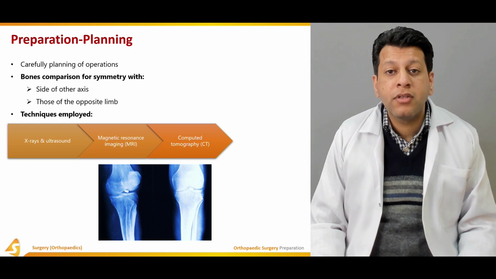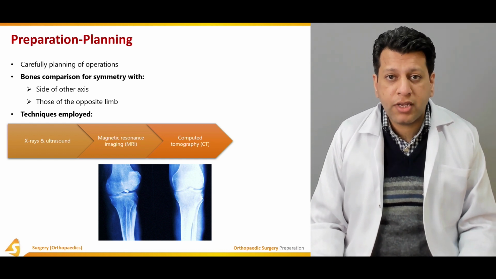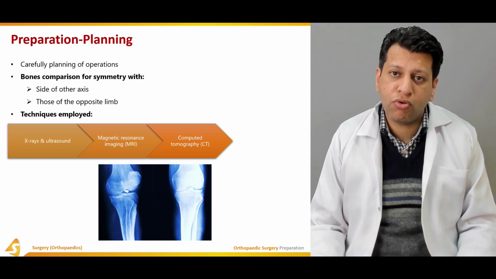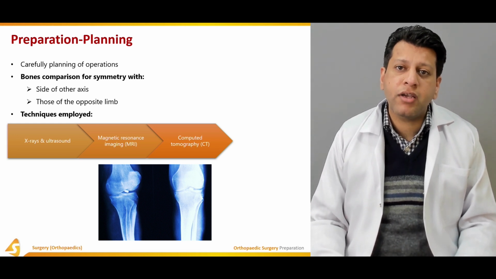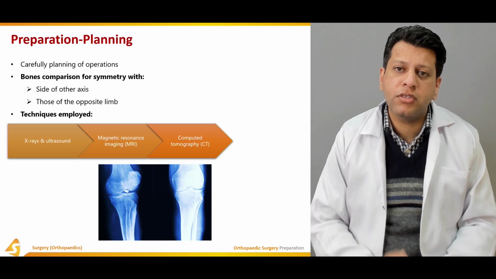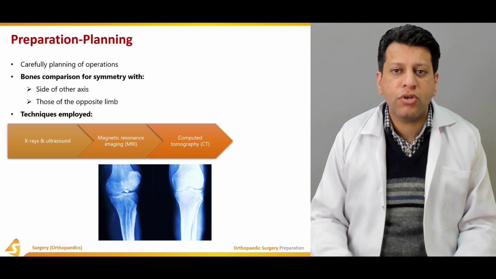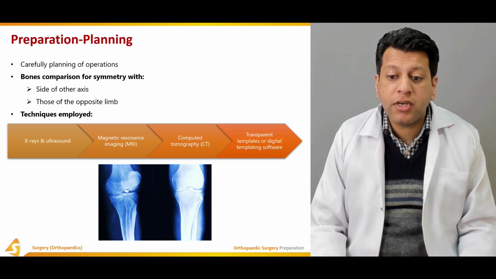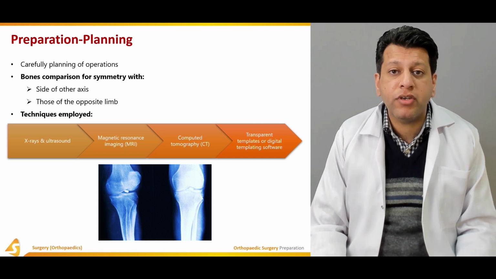Other options include a CT scan. For example, we are not exactly sure whether this is osteomyelitis or Ewing sarcoma. Sometimes we have to go for a modality other than X-ray to make sure whether this is a bony pathology or something not associated with the bone. Other options could be transparent templating and digital templating software.